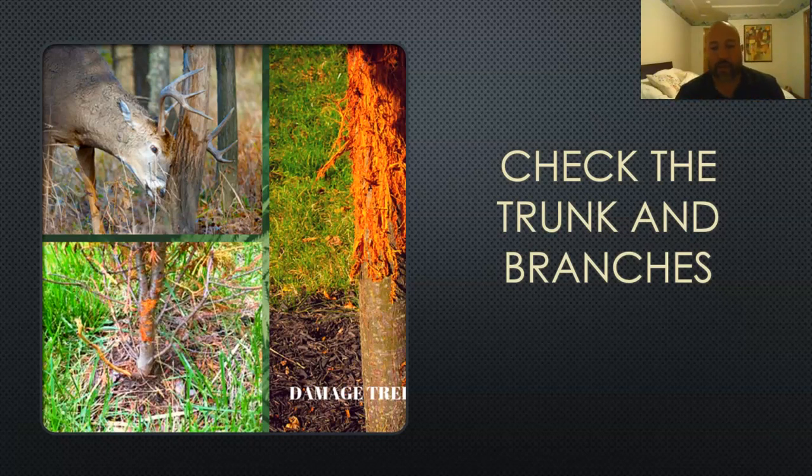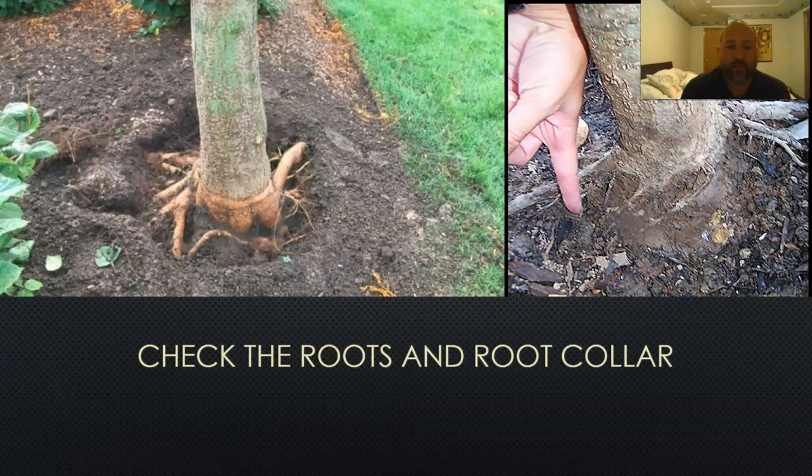And then just like we want to check the trunk and the branches, we want to check the roots and the root color. The book talks about the idea that with healthy looking roots, if we cut them open a little bit, we should see white on the inside, whereas if you see brown or black, we have either aeration issues or water issues, and that could be really problematic for the plant. We also want to look for any girdling roots. Make sure there are no roots that are basically choking our tree out. So make sure that you check for that.